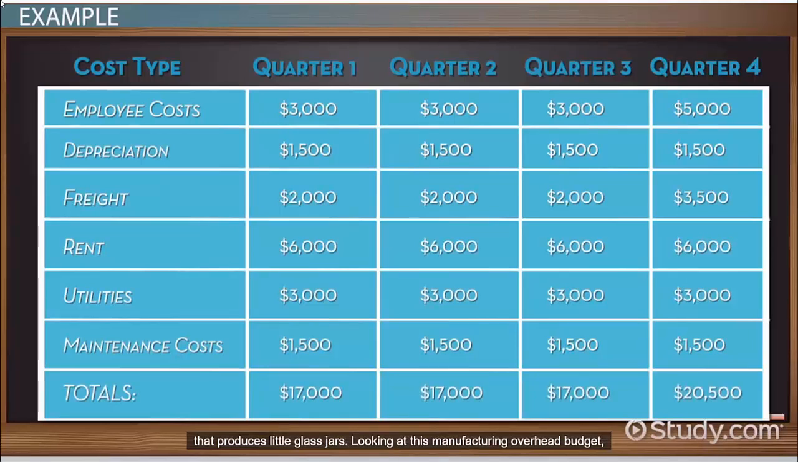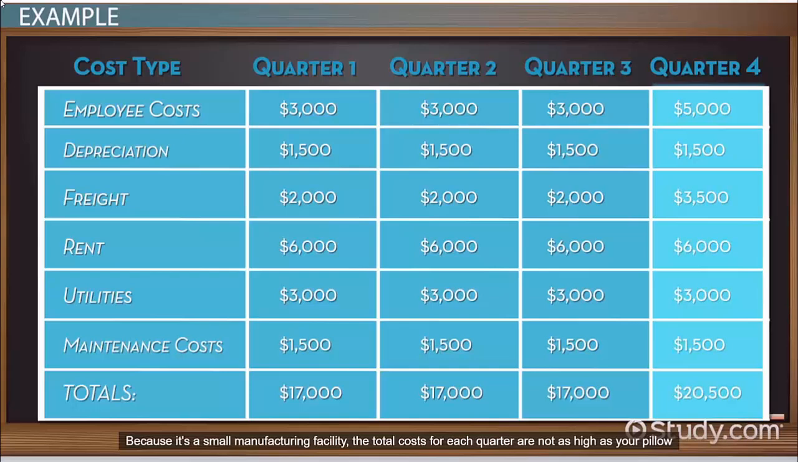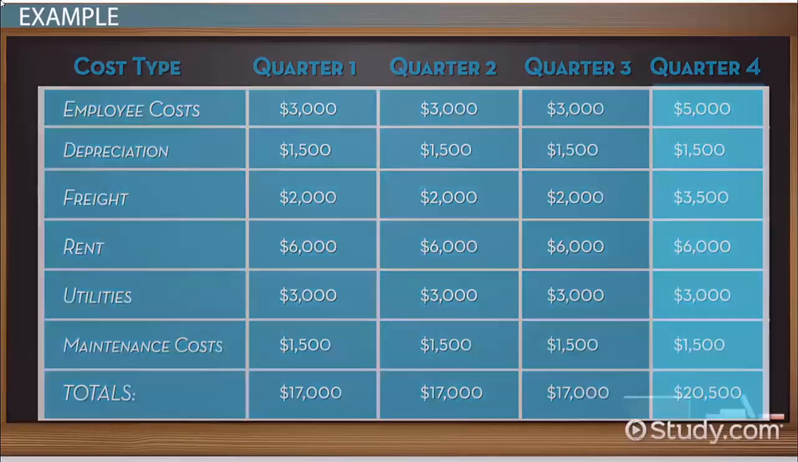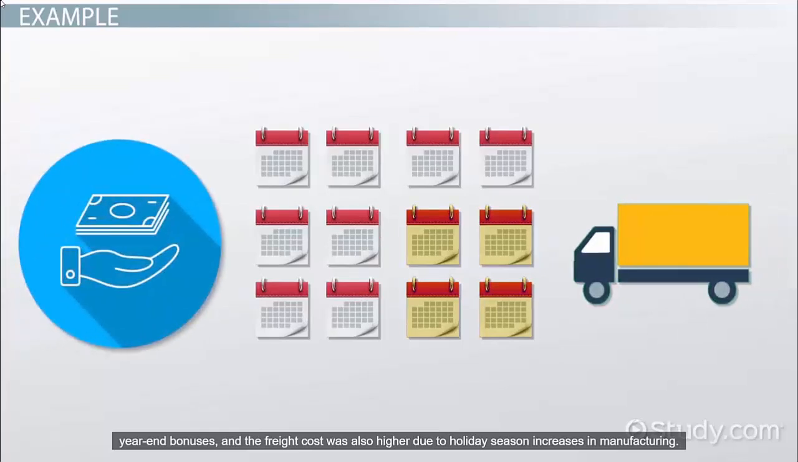Looking at this manufacturing overhead budget, you see again that the fourth quarter costs are the highest. Because it's a small manufacturing facility, the total costs for each quarter are not as high as your pillow manufacturing facility. The fourth quarter budget is higher for this facility because the administrative costs were higher due to the year-end bonuses, and the freight cost was also higher due to holiday season increases in manufacturing.